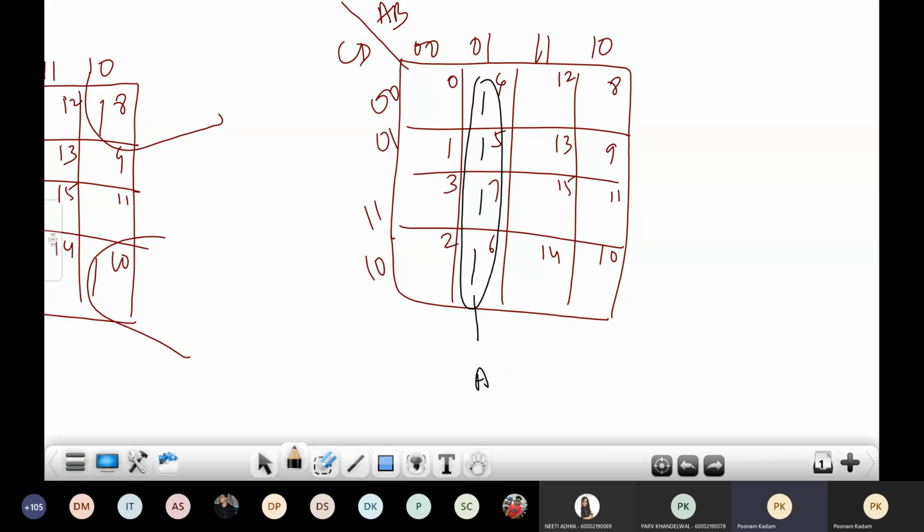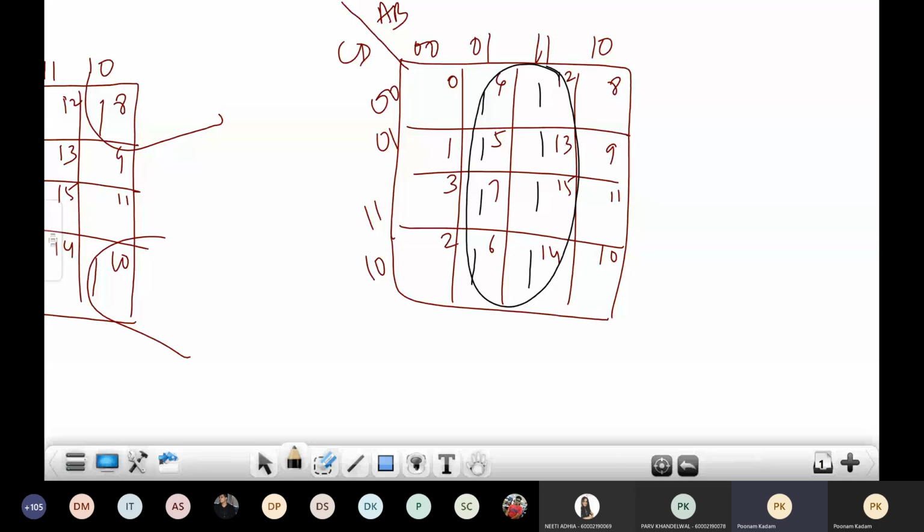Now let me modify this K map. Let's say you have a K map where there are ones in 8 cells. These 8 cells. Now we know that we can make a group of 4, 5, 6, 7. We can make a group of 12, 13, 14, 15. And these 2 groups are again adjacent to each other. So you can combine these 2 groups together and you get a bigger group of 8 cells.